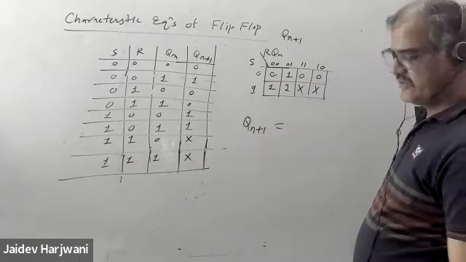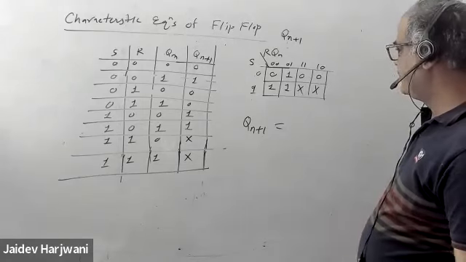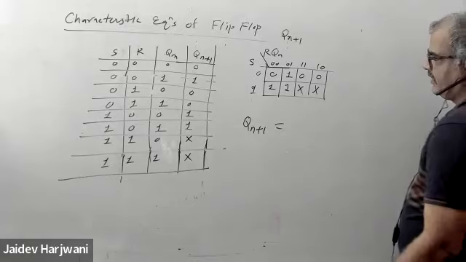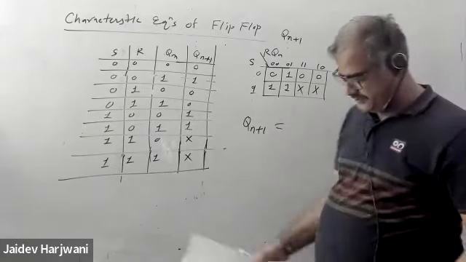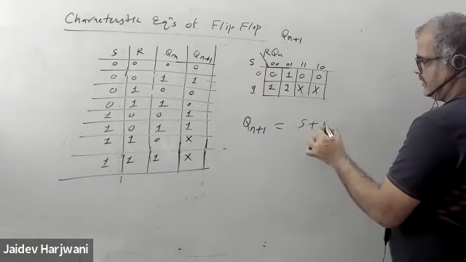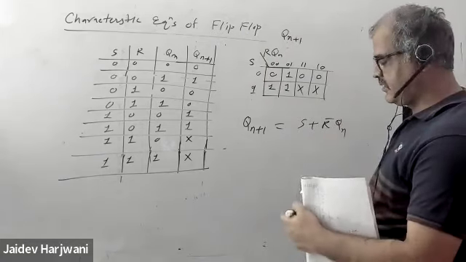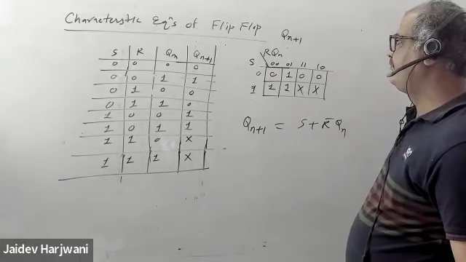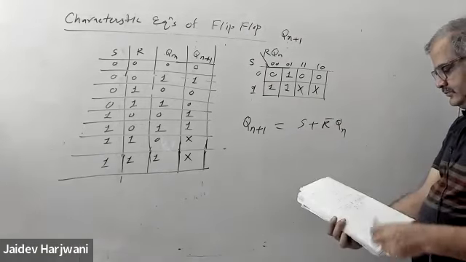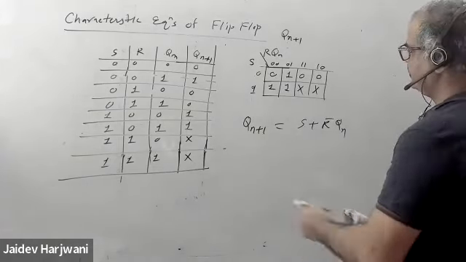What will the Qn plus 1 value? How to make the pairs? बताओ क्या आएगा आंसर? सर S plus R bar Qn. S plus R bar Qn. बाकी लोग चेक करो आ रहा है कि बाकी लोगों का? Yes, sir. Okay, so you can make pairs.